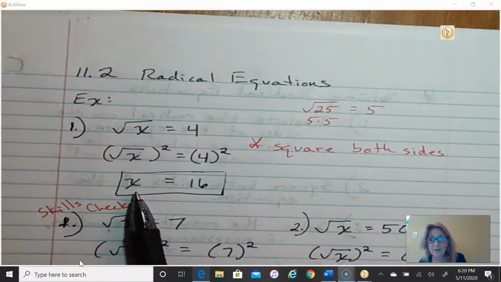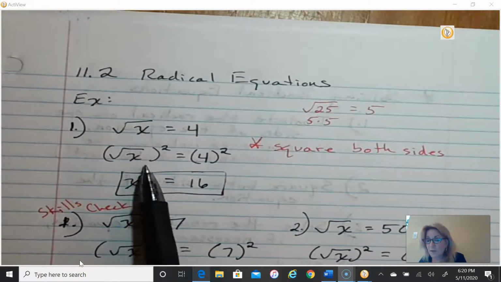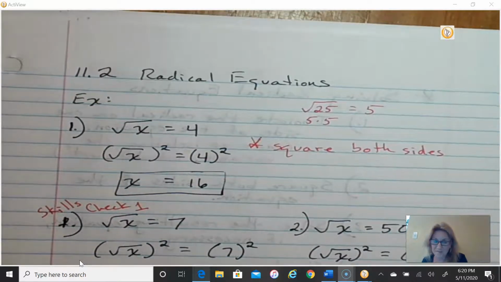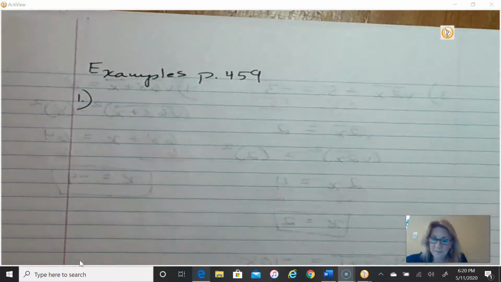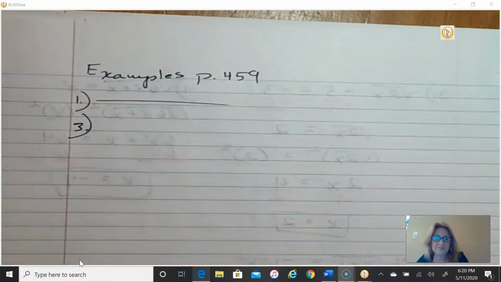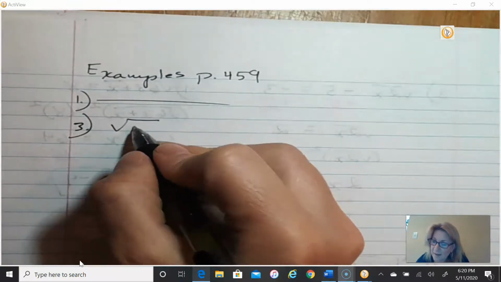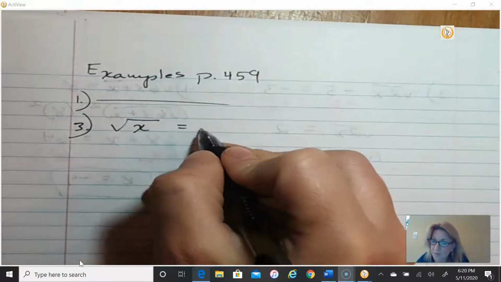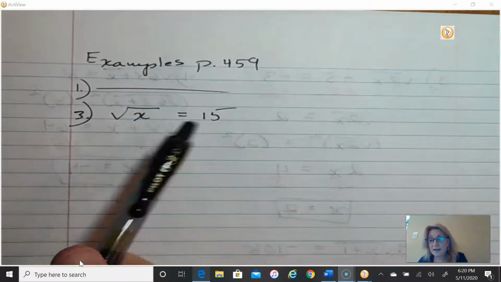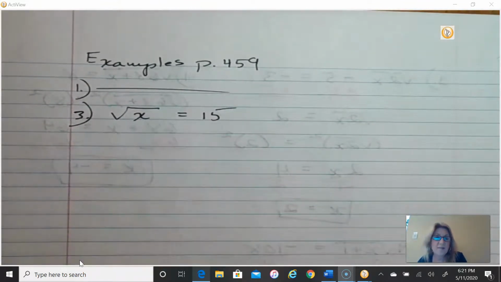Remember, we're isolating the variable, trying to get x all by itself. So we squared both sides, and I get x equals 16. So now we did number 1. All right, 3. The square root of x equals 15. It's already isolated, so we're on to step 2.